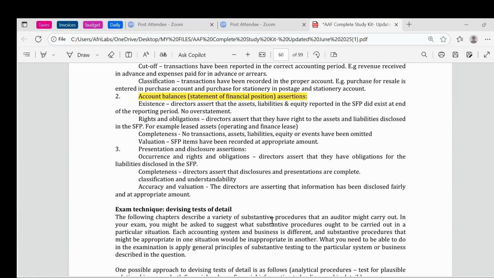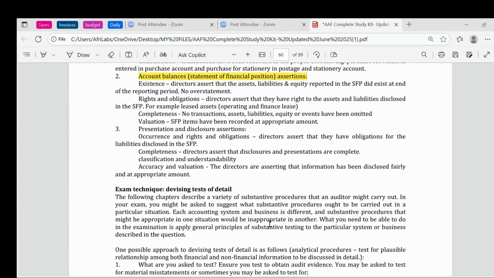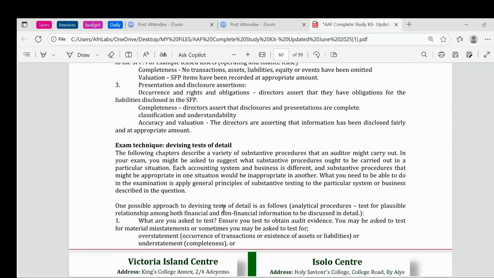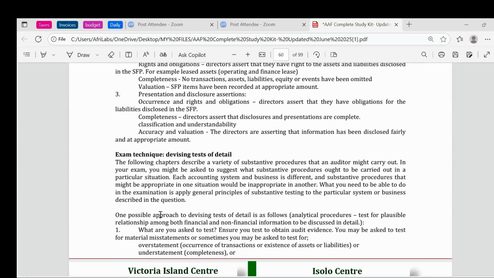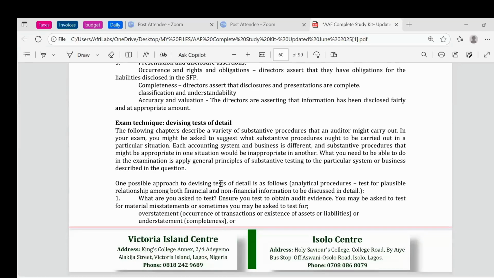What you need to be able to do is to apply the general principle of your substantive test described. For example, one possible approach of deriving your test of detail is to check for the plausible relationship. Number one, what are you asked to test? Number two, ensure you obtain audit evidence. If you notice, when you ask these questions for your assertions, it leads to audit evidence.